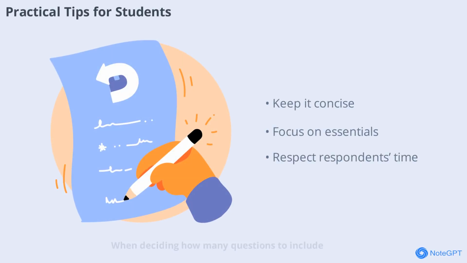In deciding how many questions to include, focus on what's necessary to answer your research questions. Avoid the temptation to ask for extra information that isn't central to your study. Keep the questionnaire short. Ideally, it should take no more than 10 minutes to complete. Only ask for personal details if they're directly relevant. This approach respects your respondents' time and increases the likelihood of complete, high-quality responses.